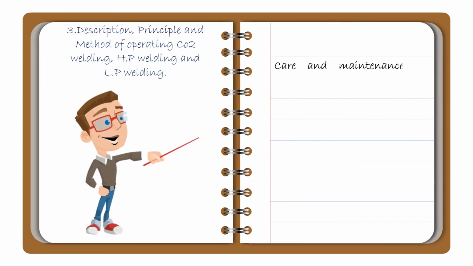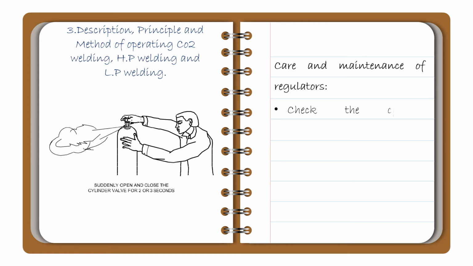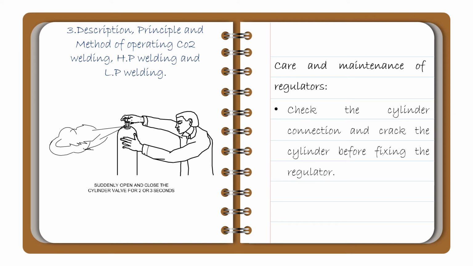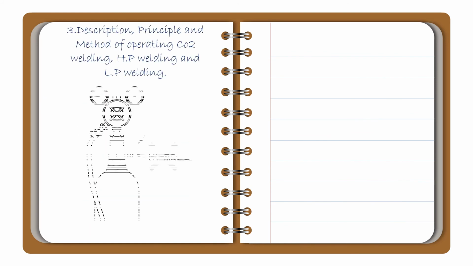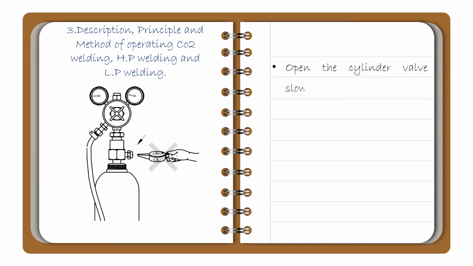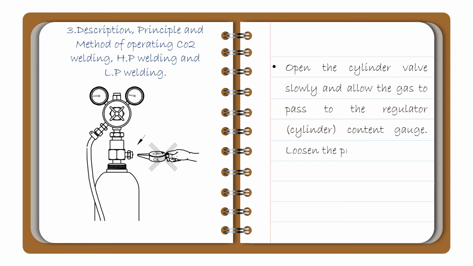Then next, we are going to see the care and maintenance of regulators. 1. Check the cylinder connection and crack the cylinder before fixing the regulator. 2. Open the cylinder valve slowly and allow the gas to pass to the regulator cylinder content gauge. Loosen the pressure screw. Do not use oil in regulator connections.